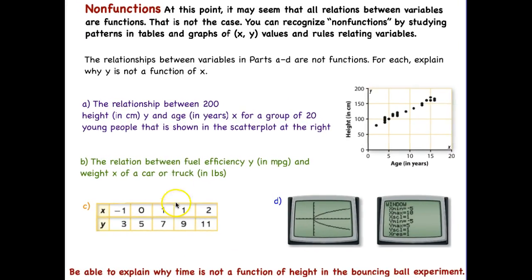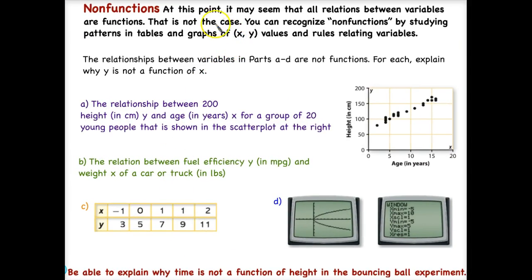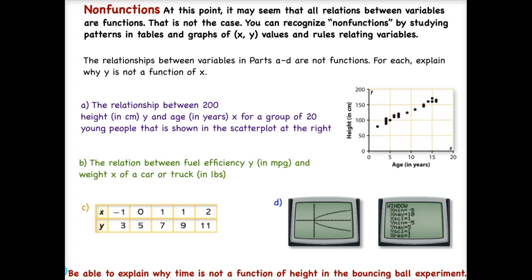Let's wrap this up by looking at some non-functions. Because at this point, it may seem that all relations between variables are functions, but truly that's not the case. We can recognize non-functions by studying patterns in tables and graphs, values, and rules relating variables. In this first example, there's a relationship between height and age for a group of 20 people. Here's what it looks like on a scatter plot. Can you explain why this is a non-function?